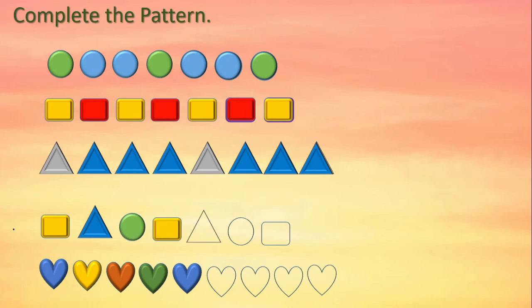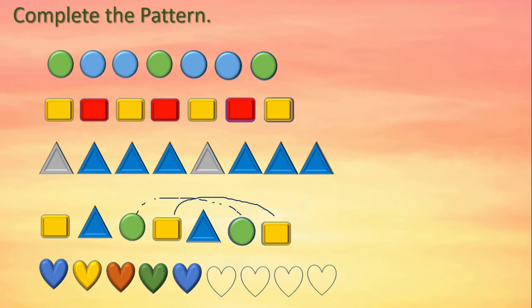Am I right? Okay. Now here different shapes we can see. Rectangle, triangle, circle. That is yellow colored rectangle, blue colored triangle, green colored circle. Here yellow colored rectangle is there, then blue colored triangle repeats, then green colored circle repeats. Again yellow color rectangle repeats. Again we got one more new pattern, right?